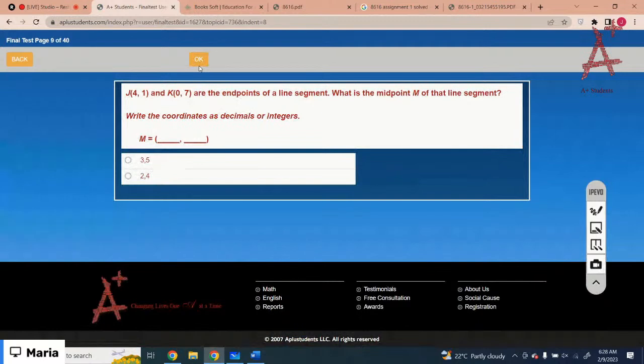Okay, the next one is J(4, 1) and K(0, 7) are the endpoints of the line segment. What is the midpoint M of that line segment? So just calculate the midpoint. It is 4 plus 0 over 2, which is 2, and 7 plus 1 over 2, which is 8 over 2, so 4. So the midpoint is (2, 4).